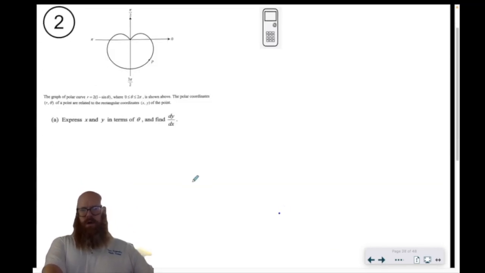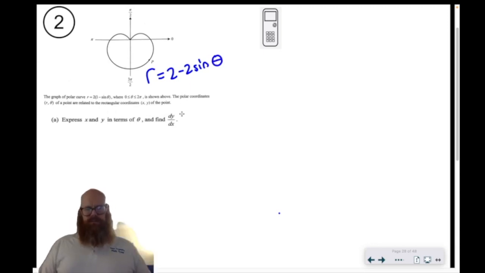We are on question 2. And we have this polar curve where, if you can't see that, they're telling us r equals, I'm going to distribute the 2, 2 minus 2 sine theta. And we want to express x and y in terms of theta. So we start like this.